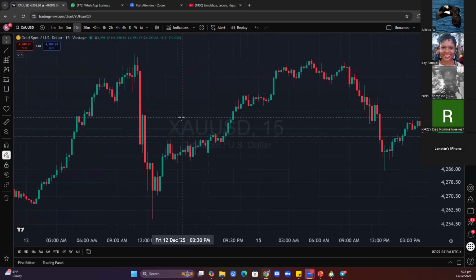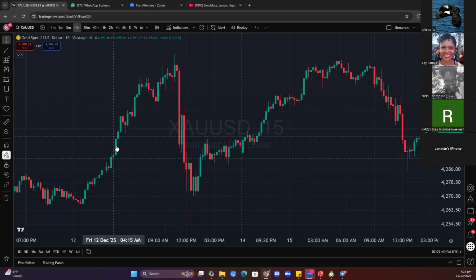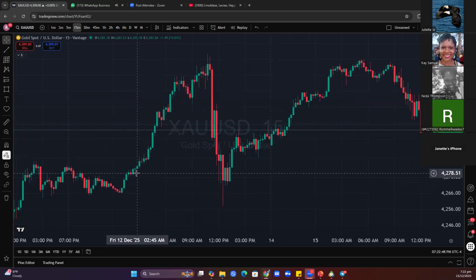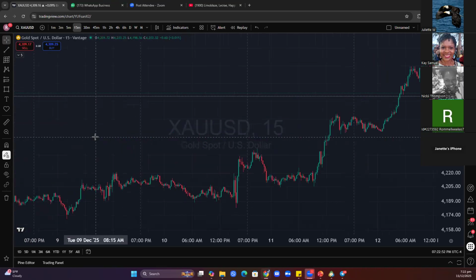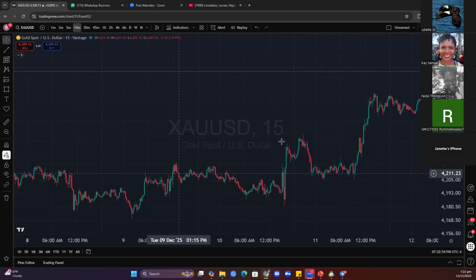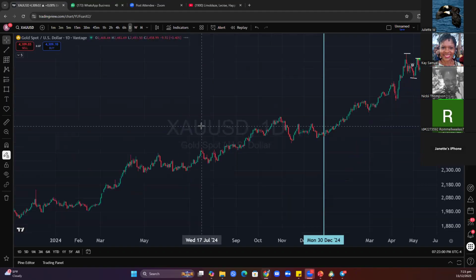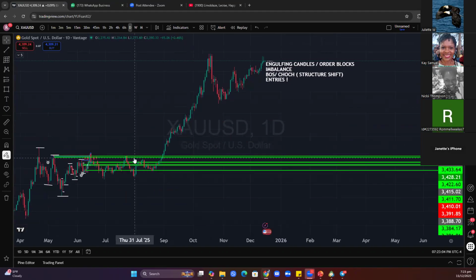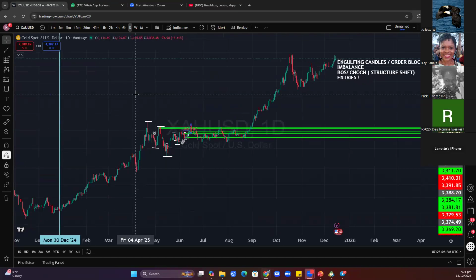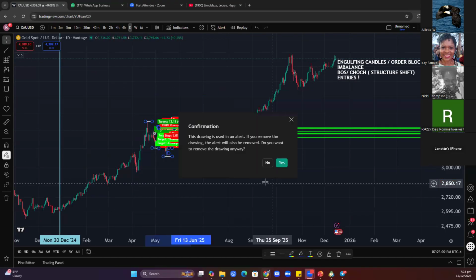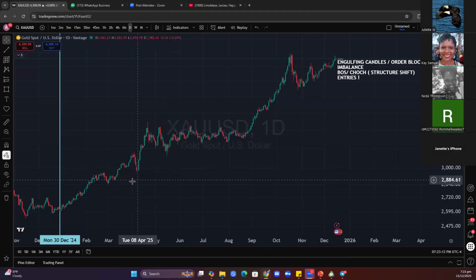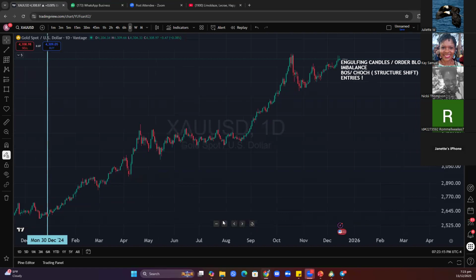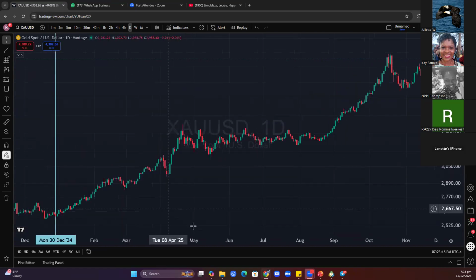Just get comfortable, just get accustomed. Here, you see how price just pushed up, but you see the clear engulfing candles. So if you go on a higher time frame, all throughout the chart, you will see it. Let's say we did the daily time frame, for example. So you're comfortable and accustomed to seeing this.